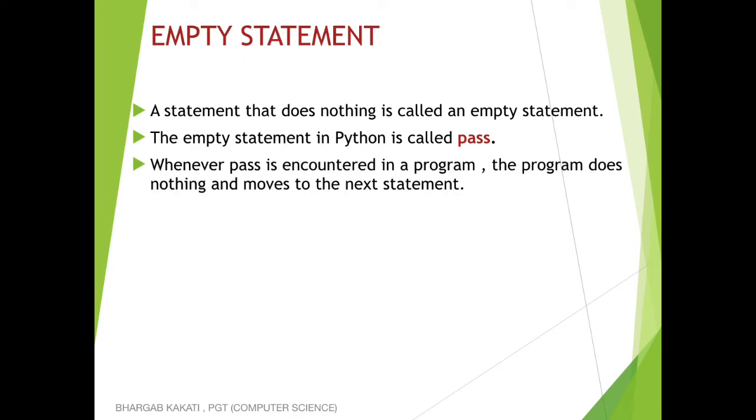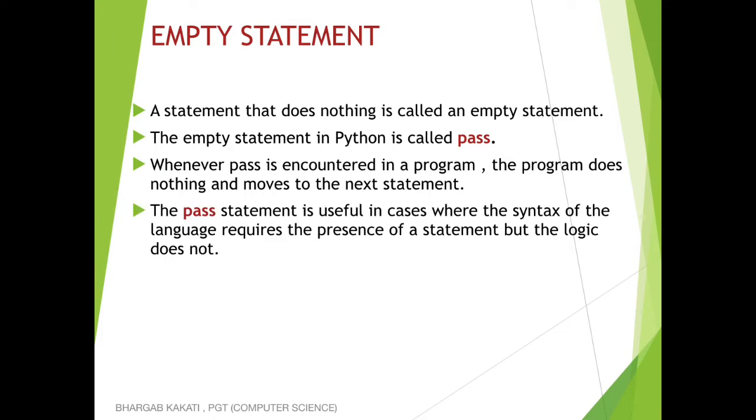Now whenever pass is encountered in a program, the program does nothing and moves to the next statement. So whenever Python sees that pass is there in the program, it will not do anything and will simply move on to the next statement. The pass statement is useful in cases where the syntax of the language requires the presence of a statement but the logic does not. So if, as per the syntax, a statement is required, but as per the logic of your program no statement is required, then in order to bypass the error, you can simply write the empty statement which is pass.